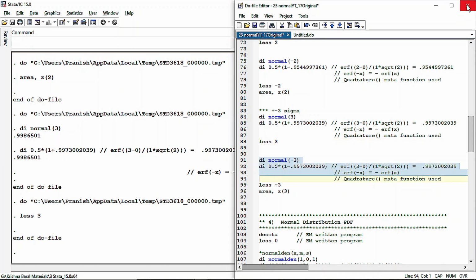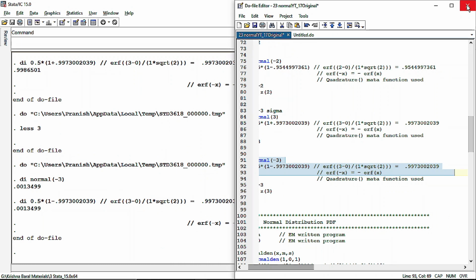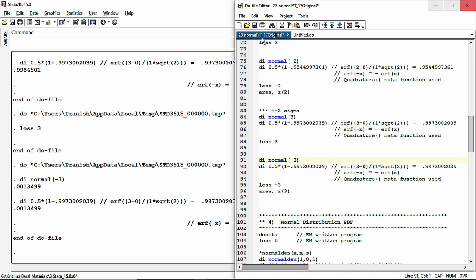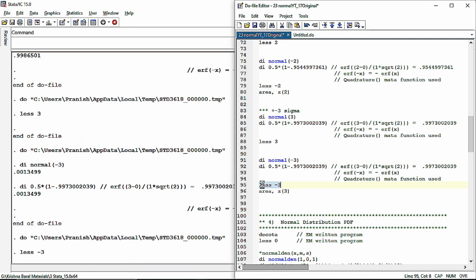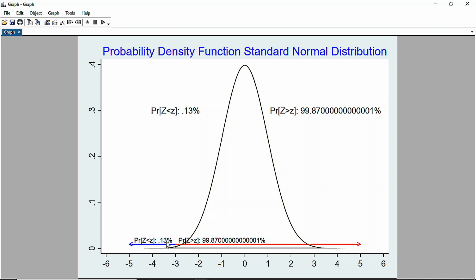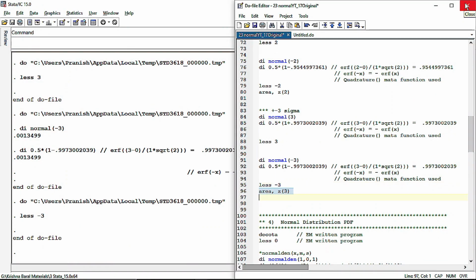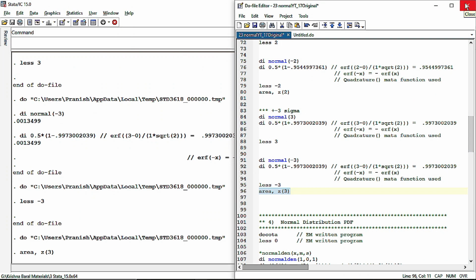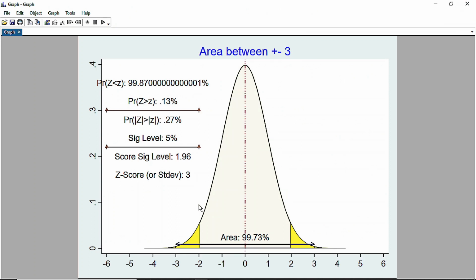Let us see for Z to be -3. So what is less than -3? What is the CDF for Z score less than -3? The value is nearly 0.13%. And let us see by the help of the graph as well, 0.13%. And let us see the area included between plus and minus 3. Between plus and minus 3, it is 99.73%.